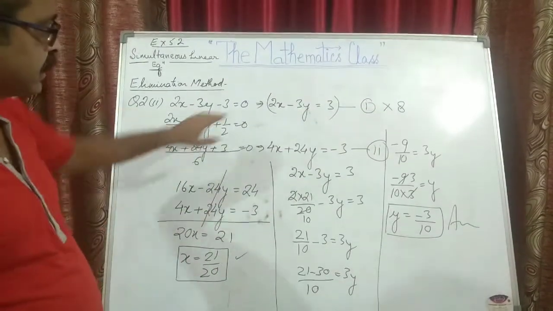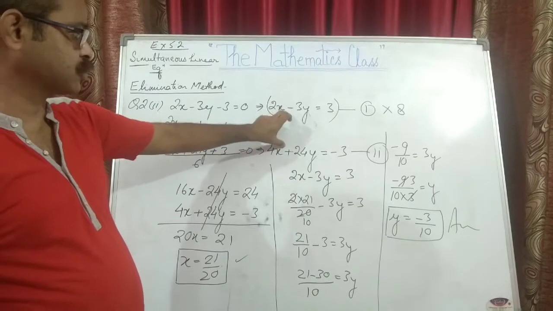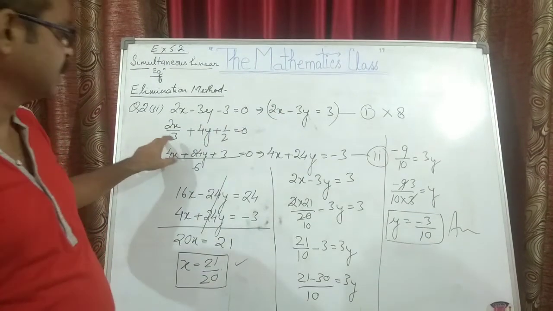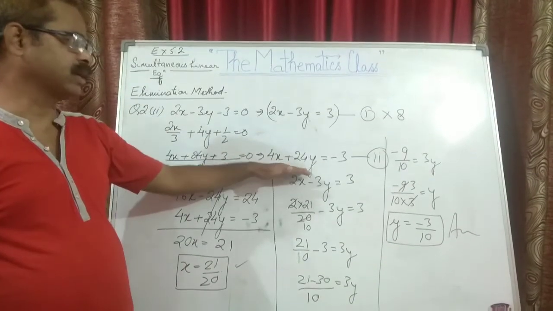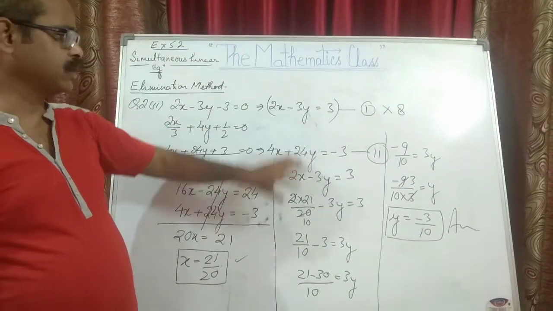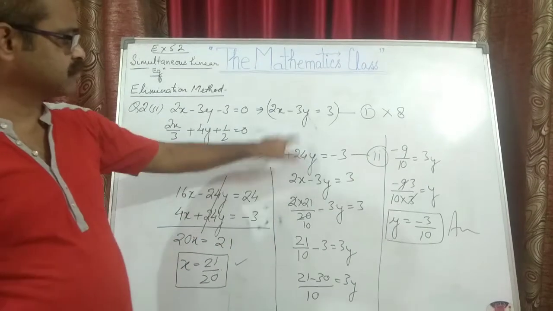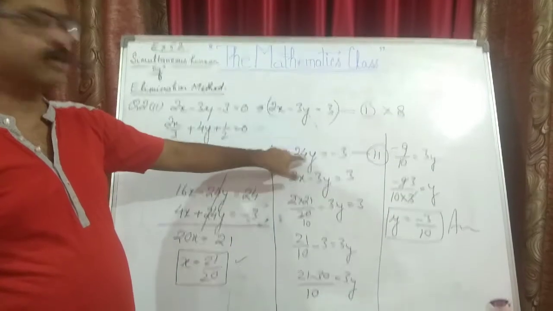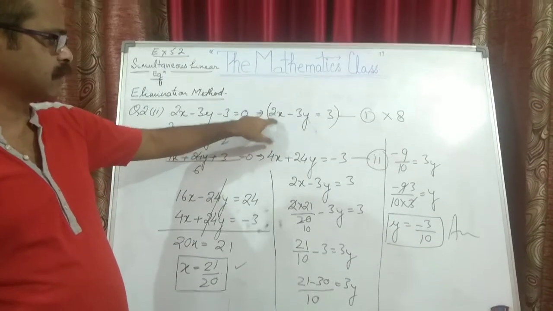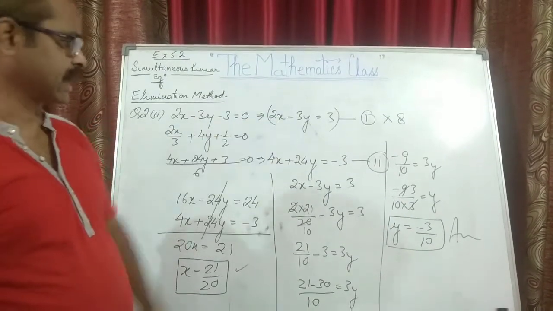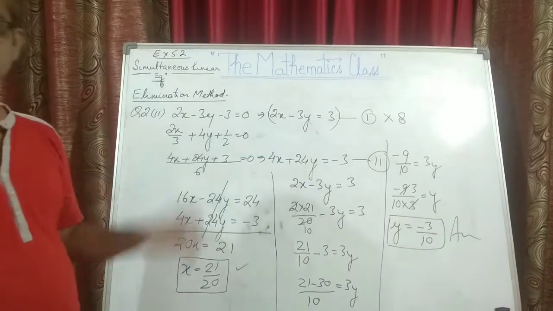What we have done: in the first two equations, first we converted the equation that was in denominator and numerator form to a linear form. Then we try to equate any one of the variables. Here we have equated variable y. We could also have equated variable x, which would have been multiplied by 2 and then subtracted. But this is the way we solve it.